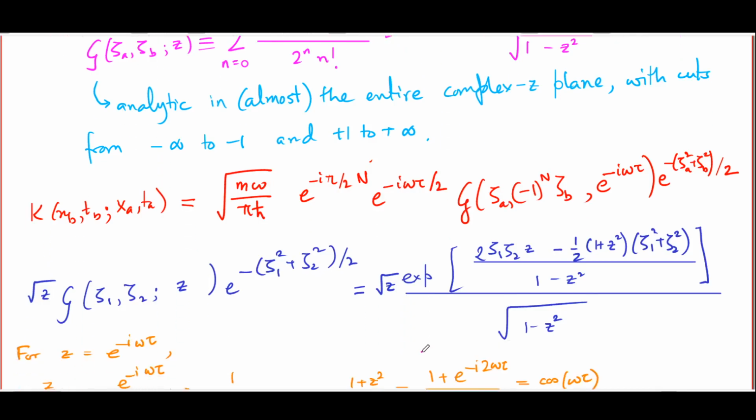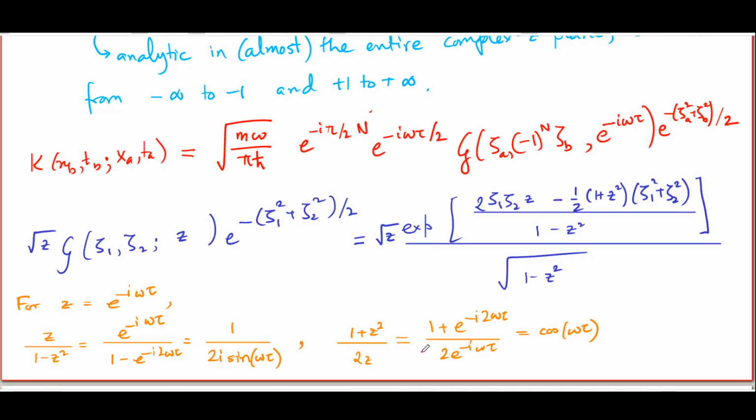But now we have to be a bit careful. If z is e to the minus i omega tau, then what trigonometrical expression does this reduce to? Now you can easily see that you have an overall square root of z by 1 minus z squared, and you also have a z by 1 minus z squared multiplying twice zeta 1 zeta 2. It's very easy to see that z by 1 minus z squared turns out to be 1 over twice i sine omega tau.